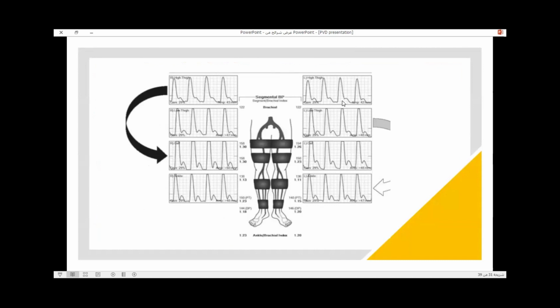We can see the evaluation of brachial. It is 1.2 ABI, and we go down to the upper thigh. It is 1.2, 1.2, 1.1, 1.1, and the conclusion is 1.2. So this is a normal evaluation of ABI. For PVR, we can see an upstroke with dicrotic notch in all waveforms, which is normal.